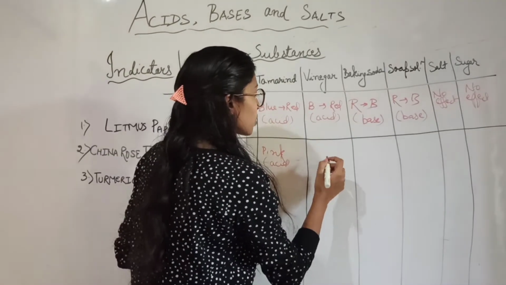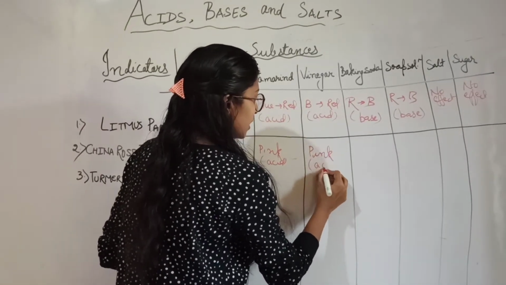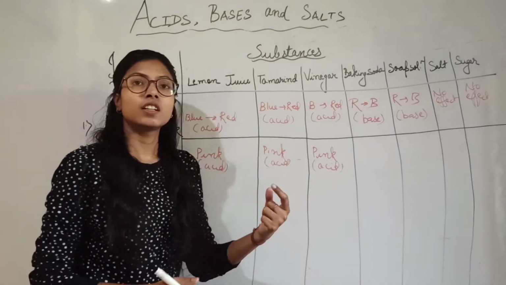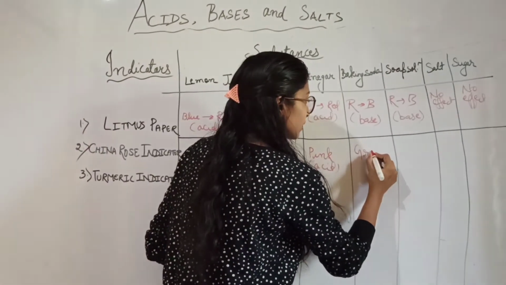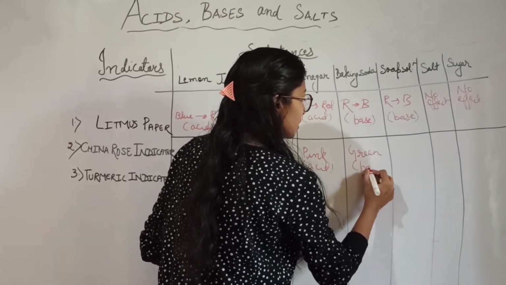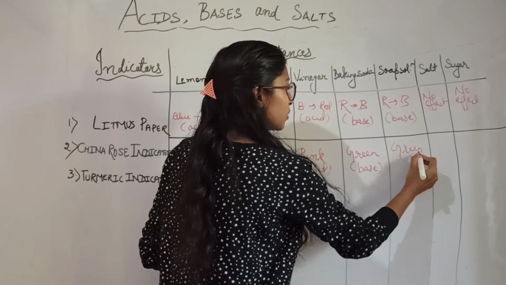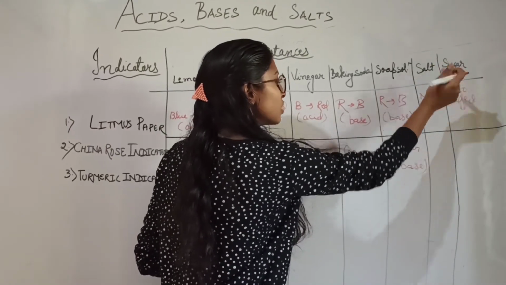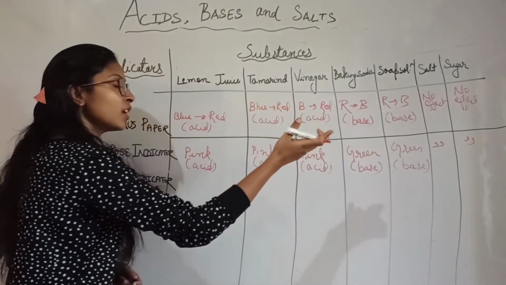Then in the vinegar also, when we put it, it turns pink. It means it is an acid. Now in the baking soda, when we are putting the China rose solution, it turns green. It means it is a base. In soap solution also it turns green. It means it is a base. But when we are putting in the salt solution and sugar solution, no effect can be seen. It means they are neither acid nor base.